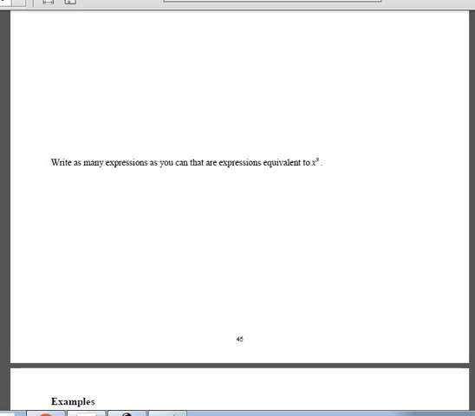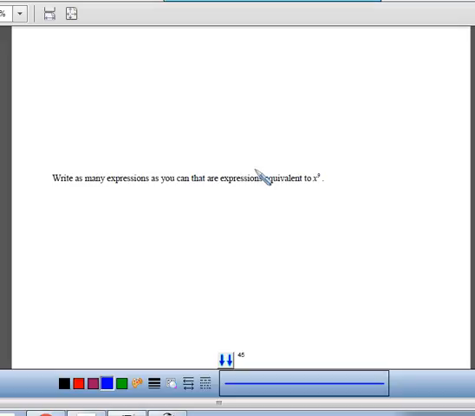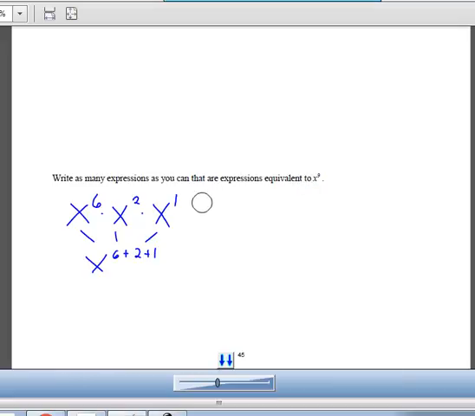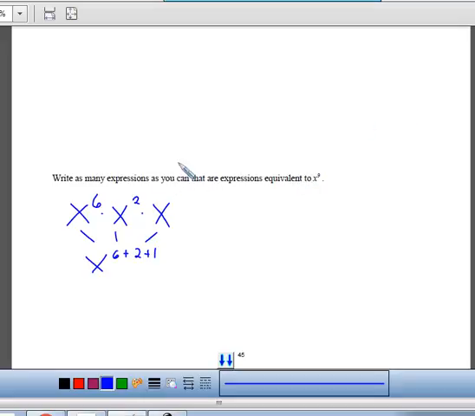And the next example on page 45, again, write as many expressions as you can that are equivalent to x to the 9th. All right, so let's try x to the 6th times x squared times x to the 1st. Because really what that means is x to the 6th plus 2 plus 1. Now if you didn't want to put the 1 there, you don't need to. Because remember, if there isn't an exponent, you treat it like a 1. 6 plus 2 plus 1 is 9, so x to the 9th.